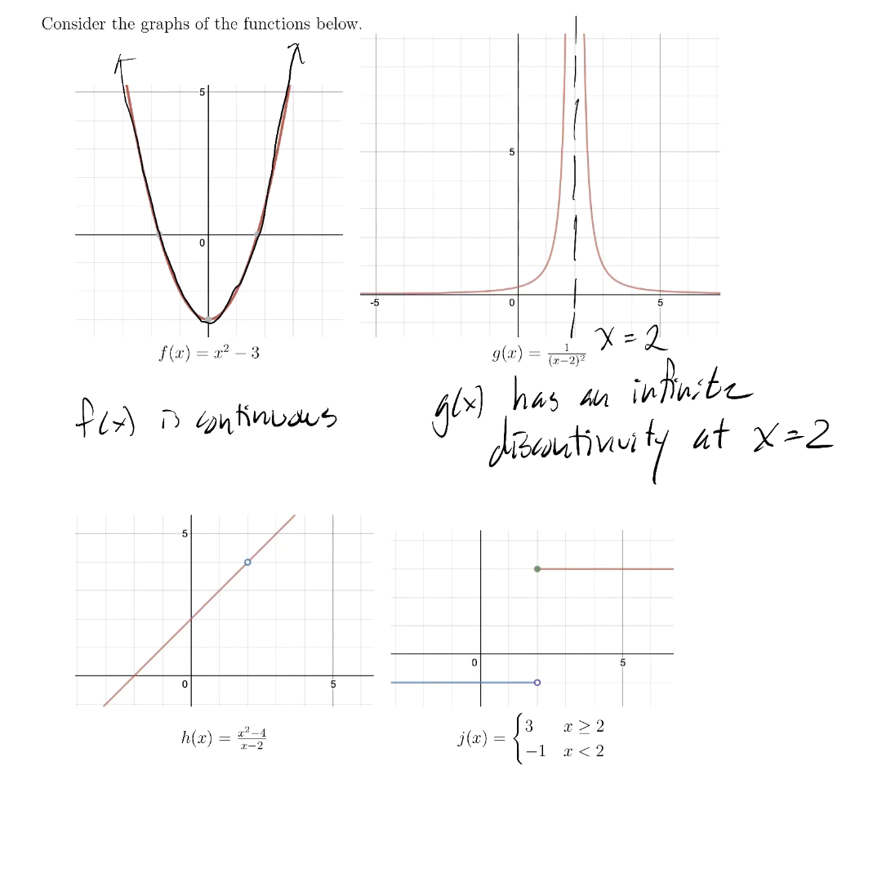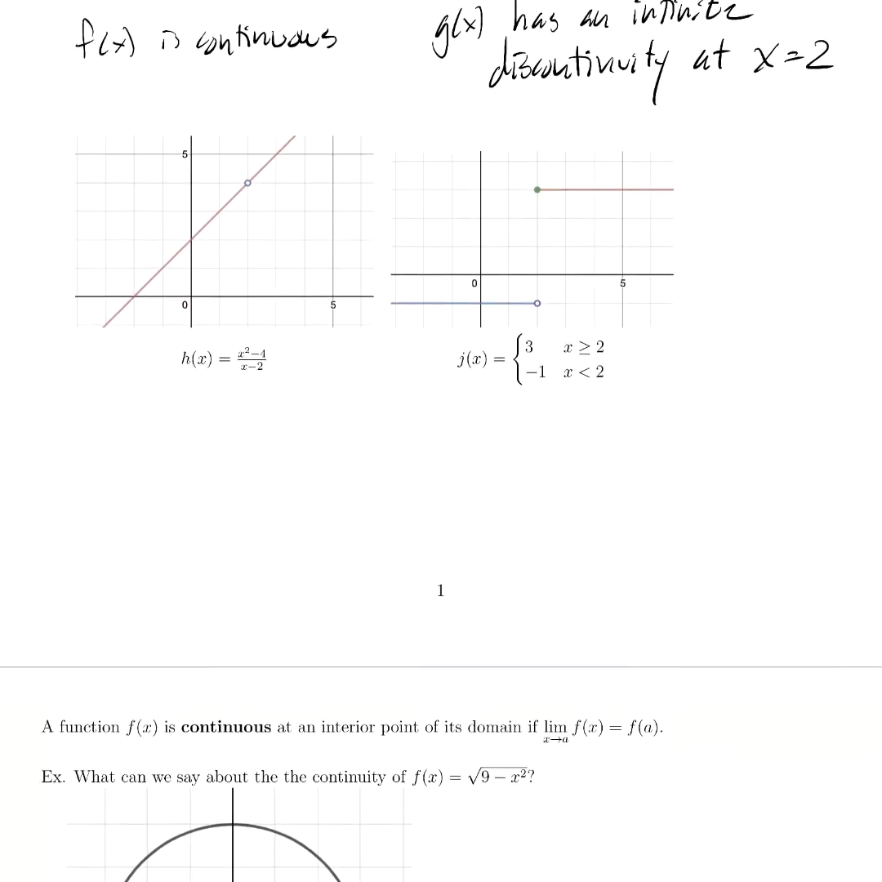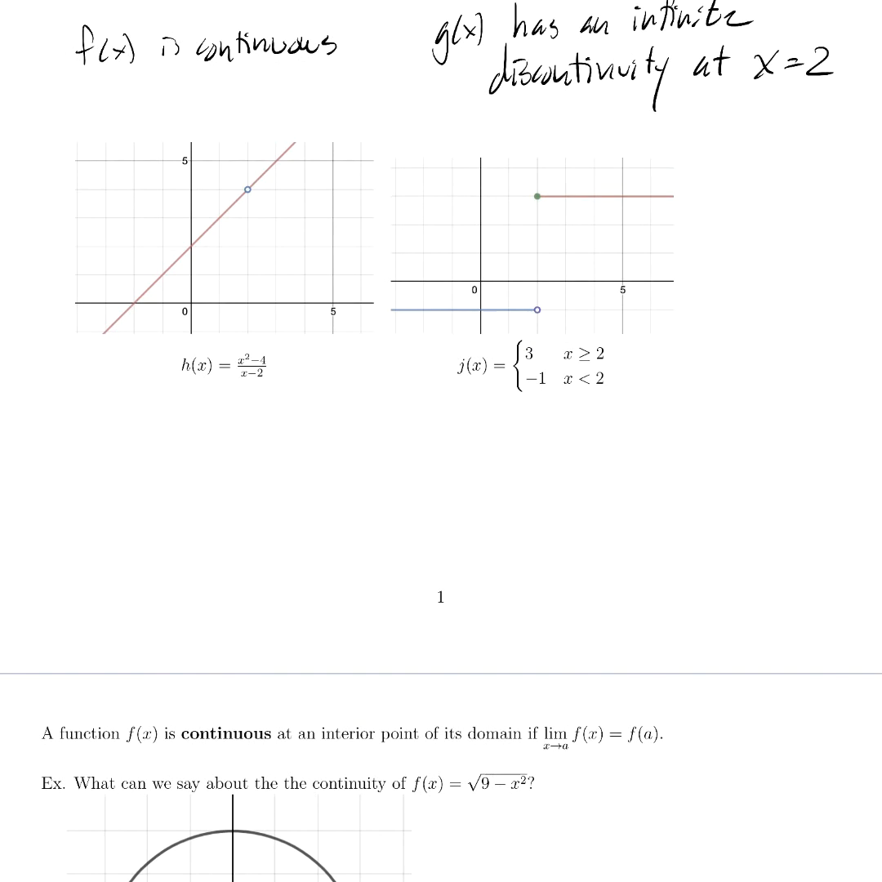There are other ways that functions can behave differently from x squared minus 3, and they can be discontinuous. Here's a function we saw in the introduction to the first section of the quarter, I believe, x squared minus 4 divided by x minus 2. When we graph this function, it looks a lot like the line x plus 2, but h of x is not defined at 2, so there's a hole in the graph there at x equals 2. So this would be the point (2, 4).